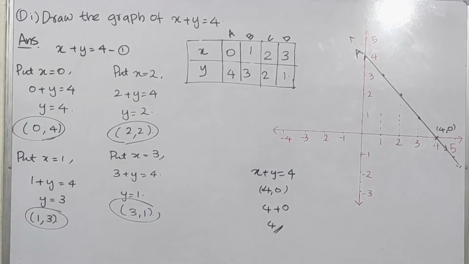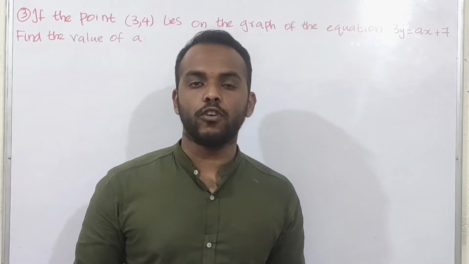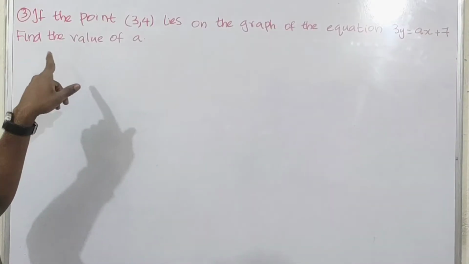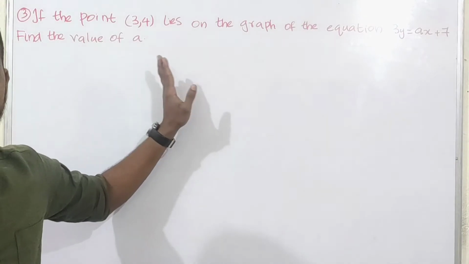Now there are lots of questions in exercise 4.3 first part. Try to do all of them. This is the third question of 4.3. The question is, if the point (3, 4) lies on the graph of the equation 3y is equal to ax plus 7, find the value of a.